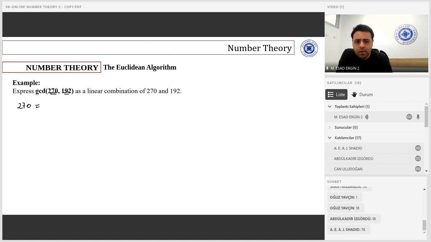270 equals, how many times do we have? 1 times, of course, and plus 78. I guess Charlotte did the calculation. So here we are going to use 192 equals, how many times do I have 78 inside of this, 2, and 192.